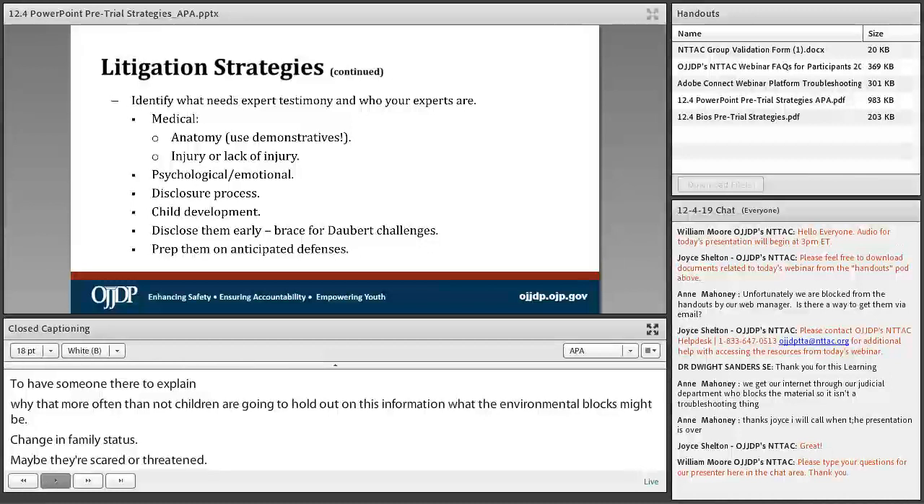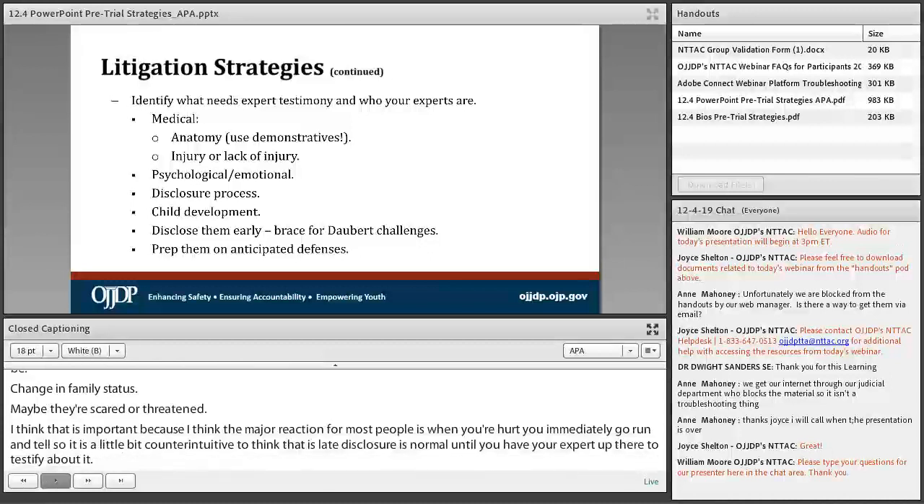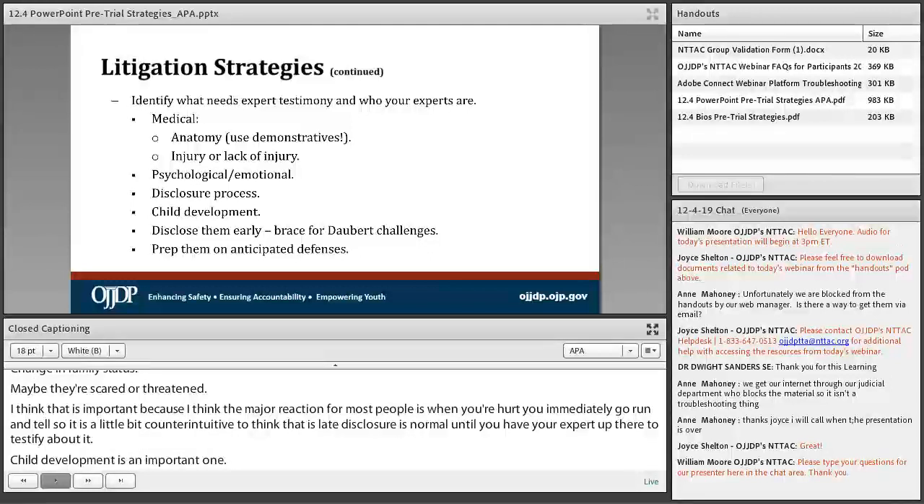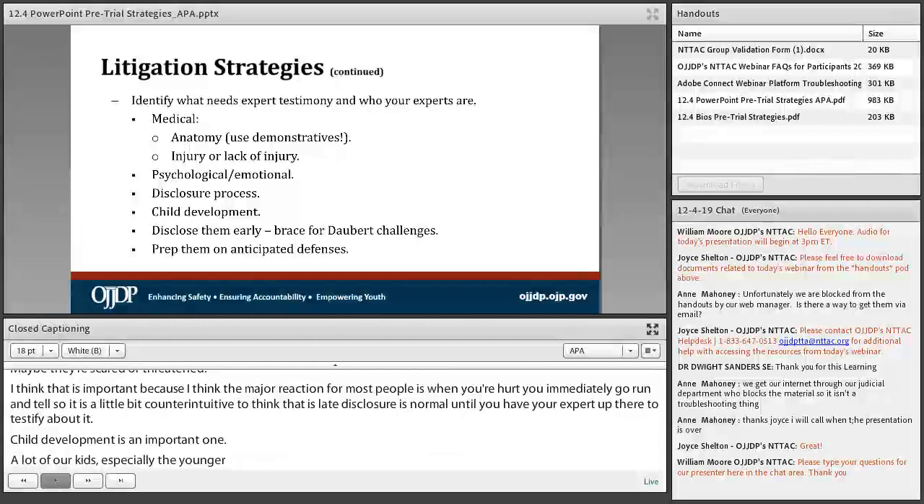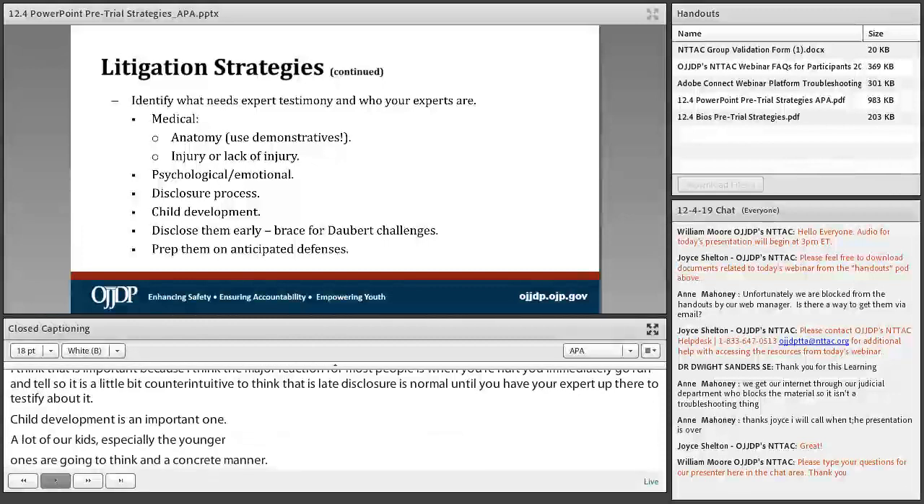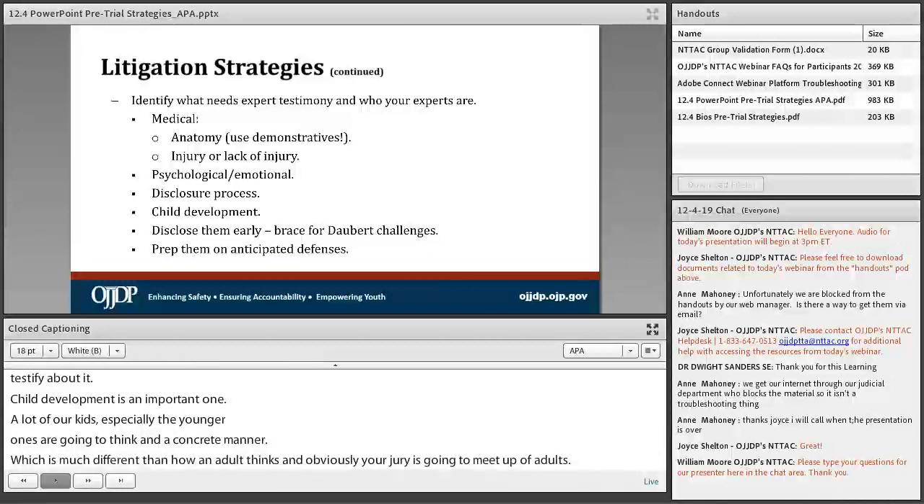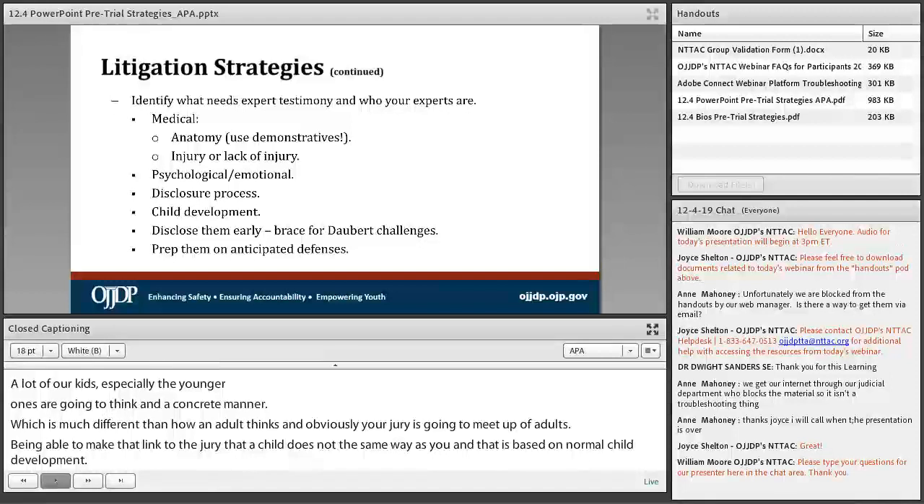Child development is another important one. A lot of our kids, especially our younger ones, are going to think in a concrete manner, which is much different than how an adult thinks. And obviously your jury is going to be made up of all adults. And so being able to make that link to the jury that a child does not think the same way as you, and that's based on just normal child development, is going to help explain away why a child maybe said something that an adult might think is a little odd.